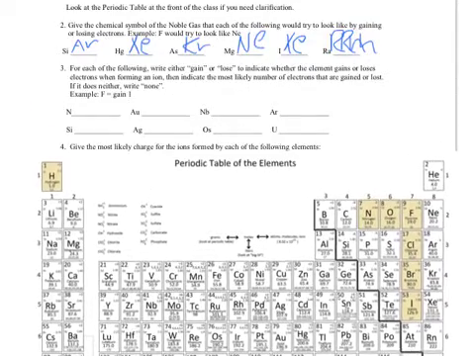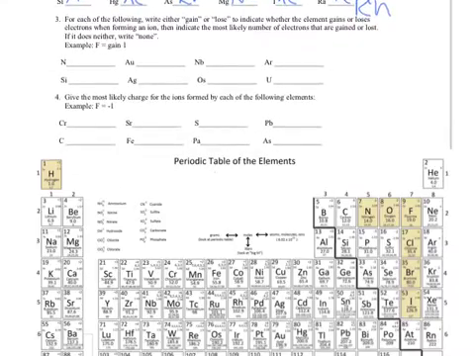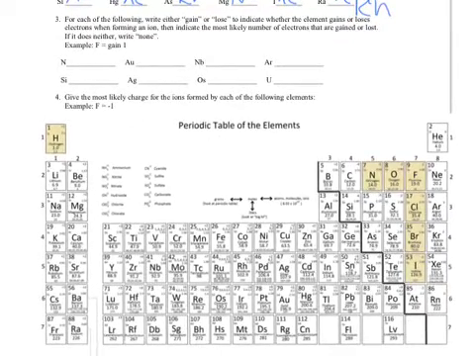Okay, let's take a look at number 3 here. For each of the following, we're going to write either gain or lose to indicate whether it gains or loses electrons, and then indicate the most likely number gained or lost. So for instance, for fluorine, I would say it's going to gain 1. So here's nitrogen. Everything on this side of the stairs gains, and everything on this side of the stairs loses. So it's on the gain side of the stairs. So nitrogen is going to gain, and it needs to gain 1, 2, 3. So I'm going to say gain 3.